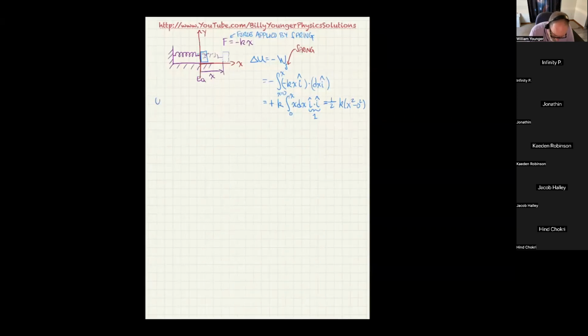So this is delta U, which is equal to U at x minus U at 0. That's the final minus initial notation. Well, that happens to be equal to just 1/2 k x squared. So we can see that the potential energy U at x is in fact 1/2 k x squared.